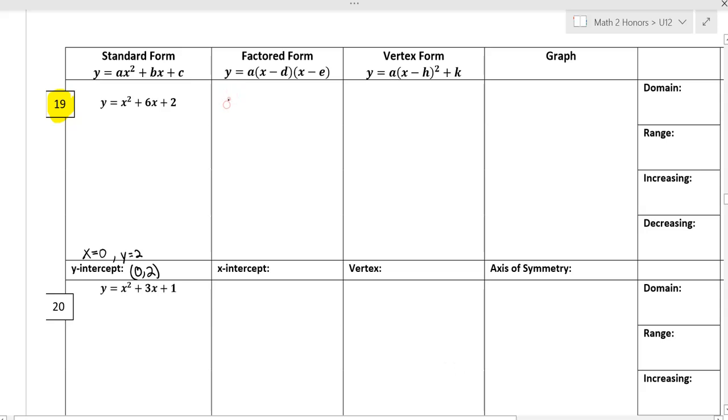So we're looking for two terms that multiply to 2x squared and add to 6x. And so we look at the factors of 2. 2 and 1, and that's it, or negative 2 and negative 1. And there's no way to create a 6 by adding or subtracting a 2 and a 1. So there's no factored form.